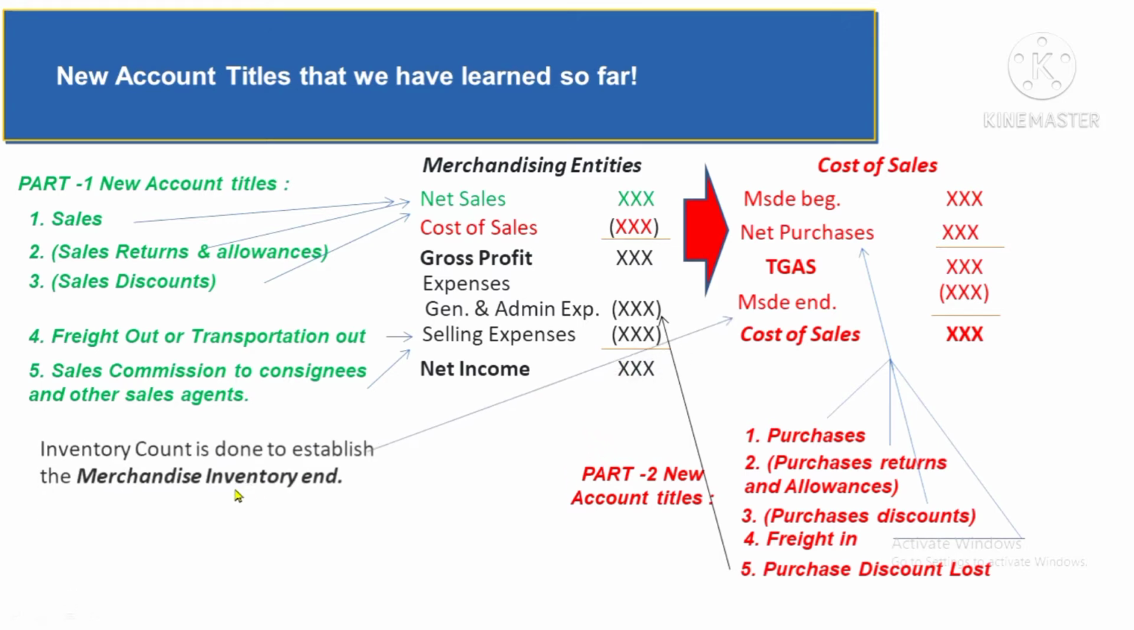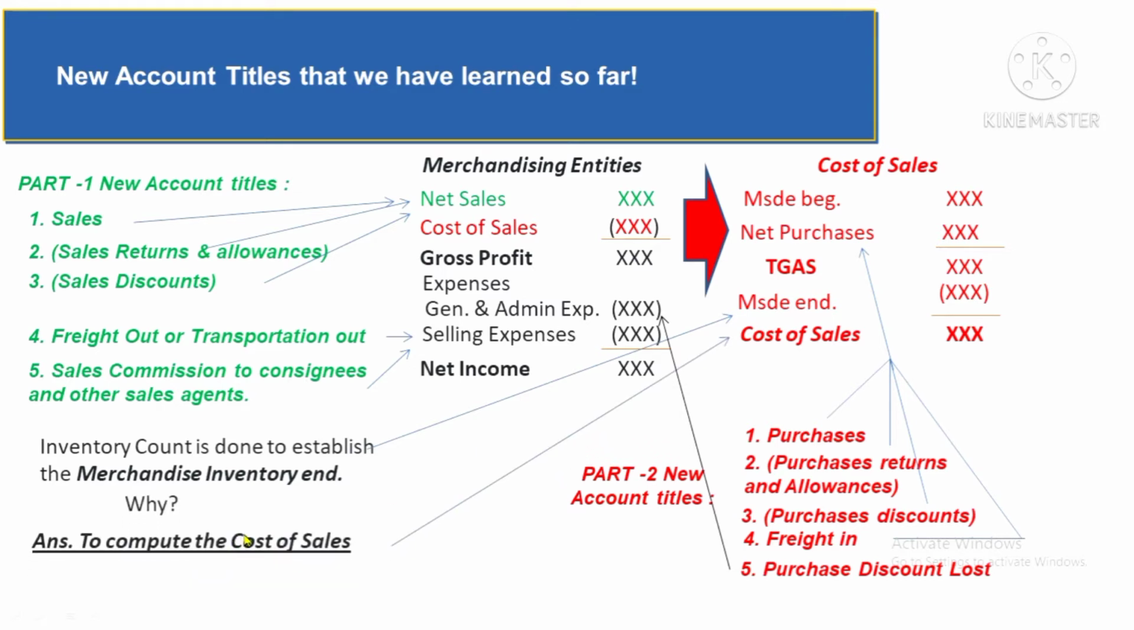Now, it's time to answer: why do we need to do an inventory count? Of course, we do an inventory count to establish the merchandise inventory ending account. Why do we need to do so? It is because we need to get the cost of sales. Some of you might ask, how about the merchandise inventory beginning, sir? It is also needed to get the cost of sales. Well, merchandise inventory beginning is just the merchandise inventory end of the previous year or the previous period. So if you understand how to compute the merchandise inventory end, then no need to worry about the merchandise inventory beginning. Now, let's compute for the merchandise inventory ending.